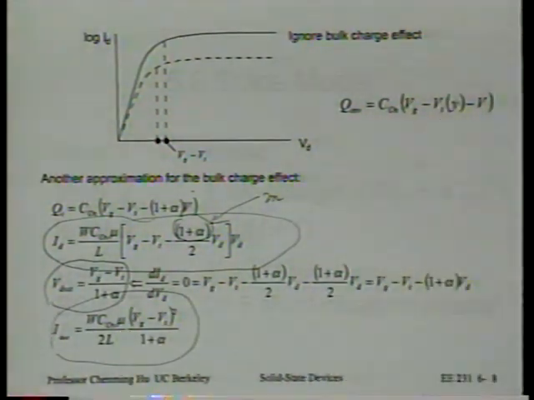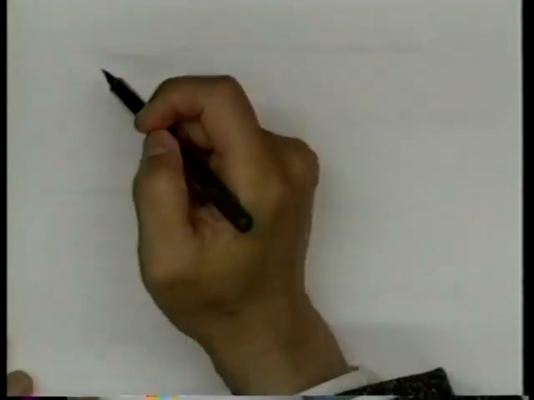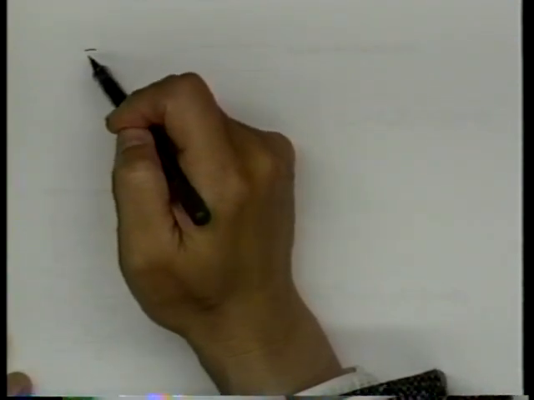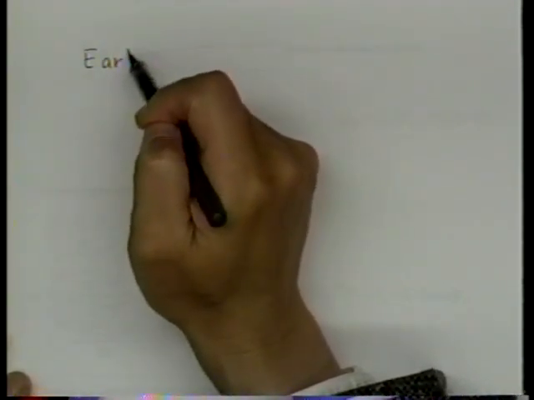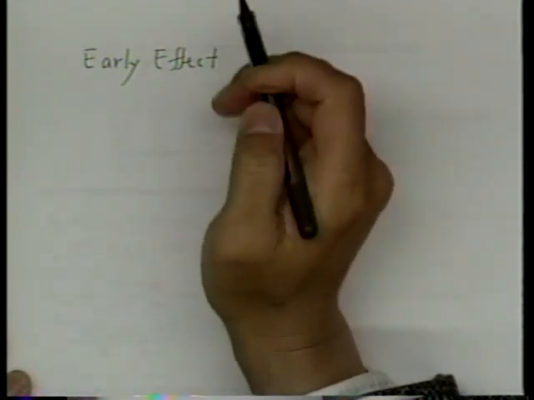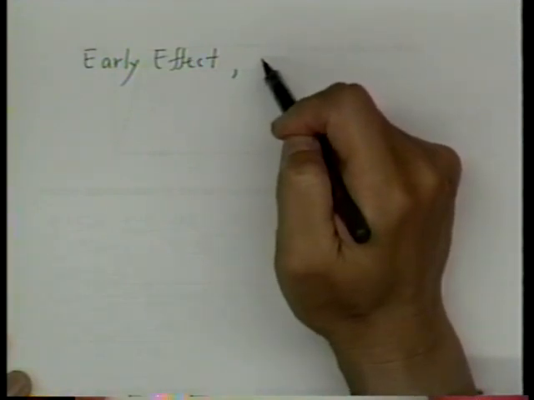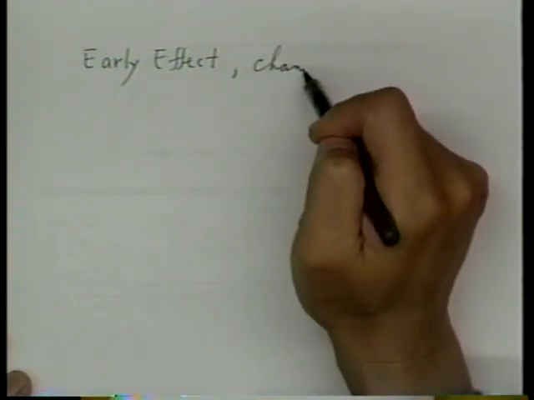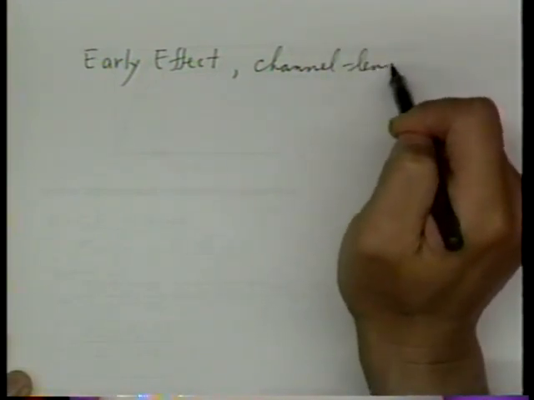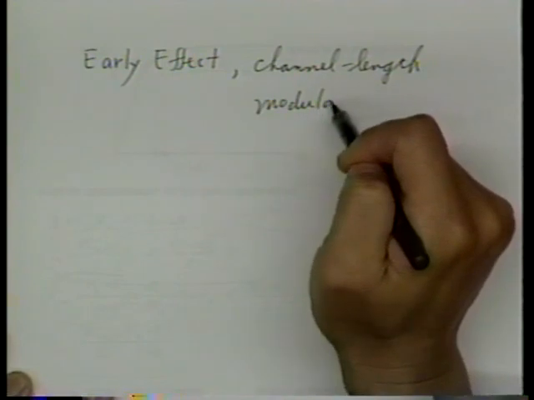All right. The two things are dealing with quite different behavior. I'll first talk about early effect, then I'll say a little bit more about this bulk charge effect. You ask about early effect. Early effect describes the phenomenon that some of you may know as the channel length modulation effect.